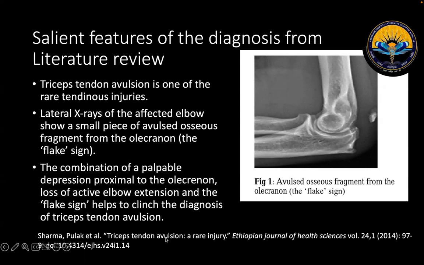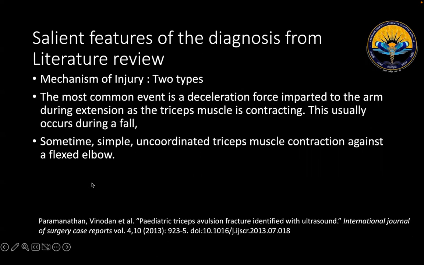Now, this is true in case of complete injuries, where we get a sizable depression over the posterior aspect of the elbow. There are two types of mechanism of injuries involved. The most common event is the deceleration force imparted to the arm during extension as the triceps muscle is contracting. However, sometimes simple uncoordinated triceps muscle contraction against a flexed elbow can also cause this type of injury. There are other medical conditions like hyperparathyroidism or gout, or olecranon bursitis, in which these injuries are more common. Also, in patients who take steroid injections into the joints, the injuries of tendons with avulsion are more common.